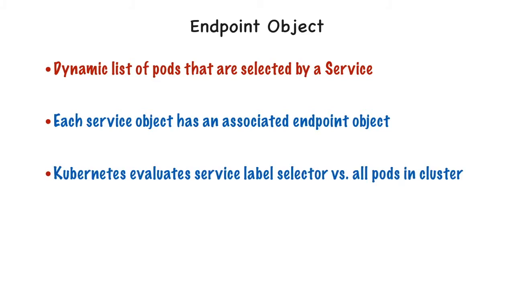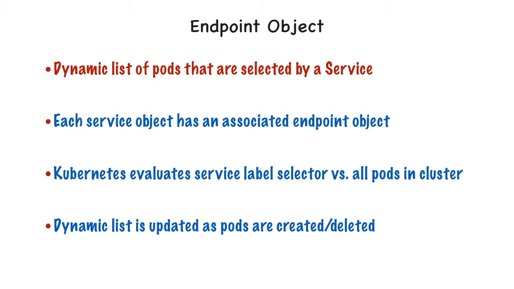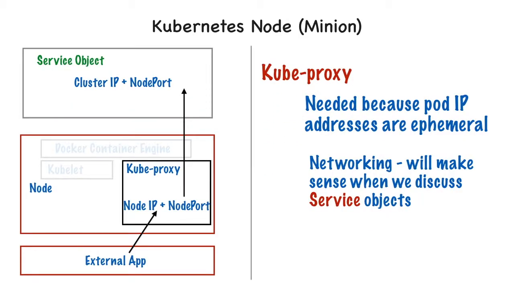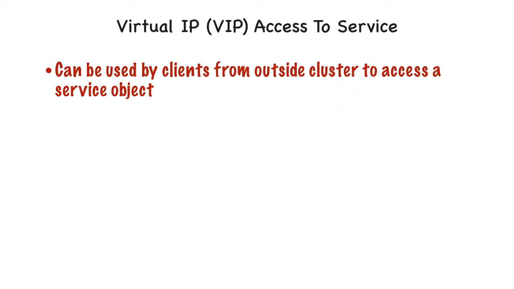Kubernetes takes the responsibility of updating this endpoint object by constantly evaluating the service's label selector versus all of the pods in the cluster. As new pods get added to the cluster or old pods disappear, this dynamic list, which is maintained inside the endpoint object, is going to be updated as well. The endpoint object keeps the internal state of the cluster up to date, but for applications which are accessing our service from outside Kubernetes, in other words, for non-native Kubernetes apps, there is yet another mechanism. This is a virtual IP based access point to each service.